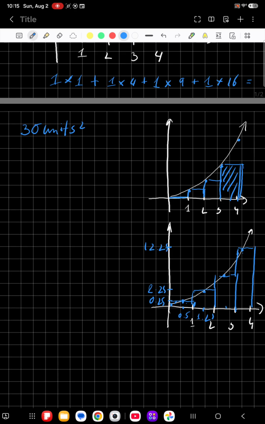So if we add these areas, the base is the same. And if we add these up, I will get 21 units squared. This one will give us 14, by the way. So this is probably the best estimate of them all.